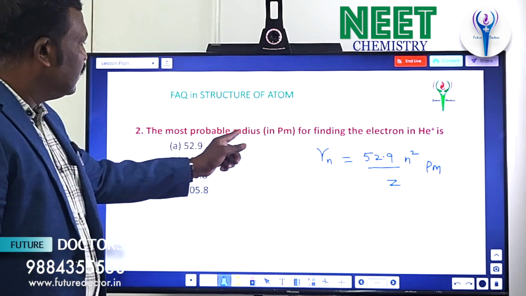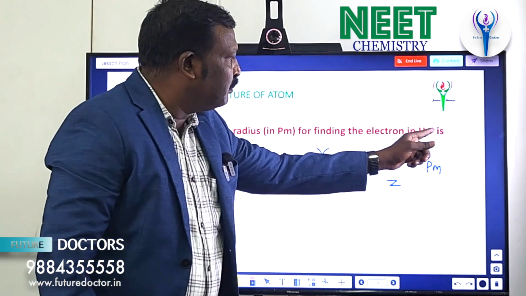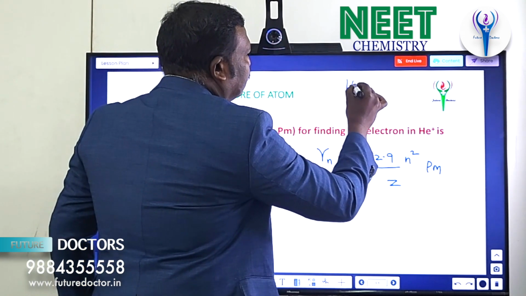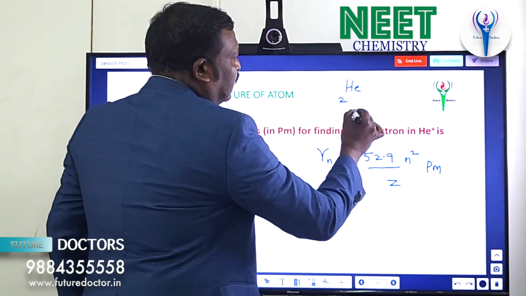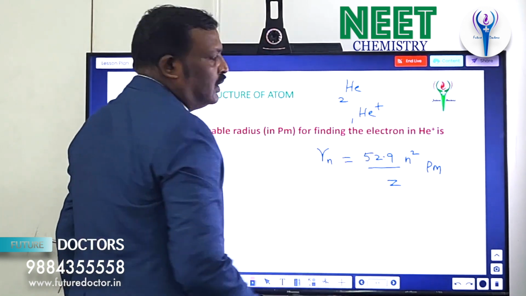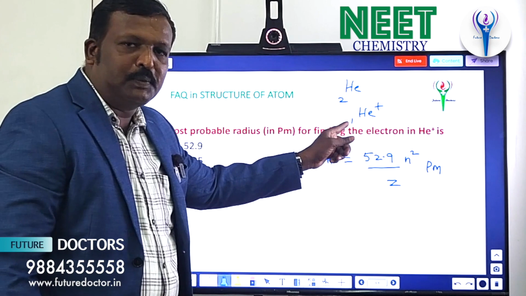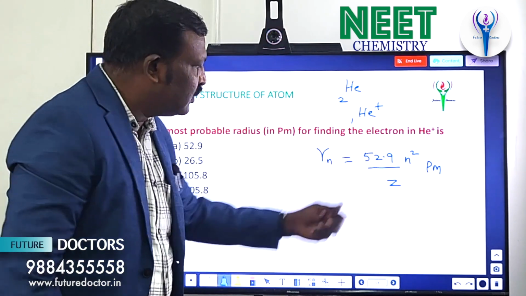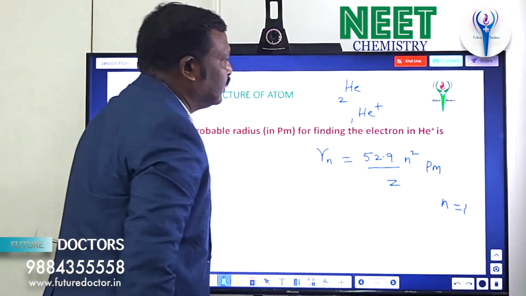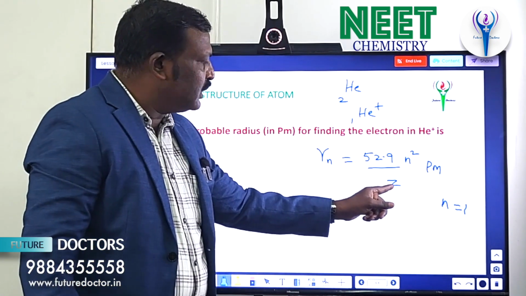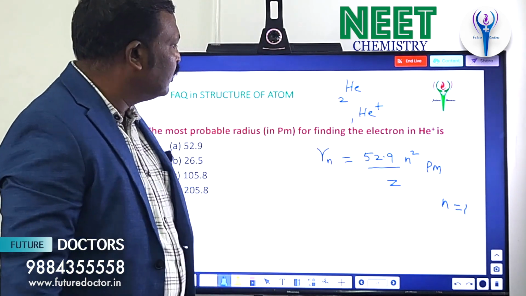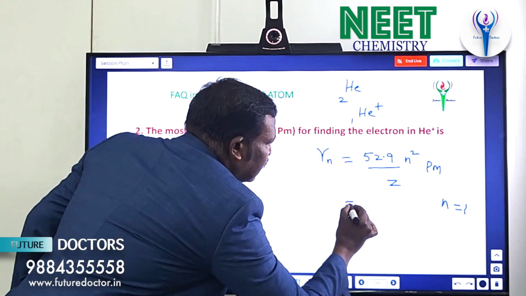See, for finding the electrons in helium plus. Helium plus means the atomic number is 2. But helium plus means we have only one electron. That only one electron is present in the first orbit. So in this case, n is equal to 1. Then Z is nothing but the atomic number. The atomic number for helium is 2.